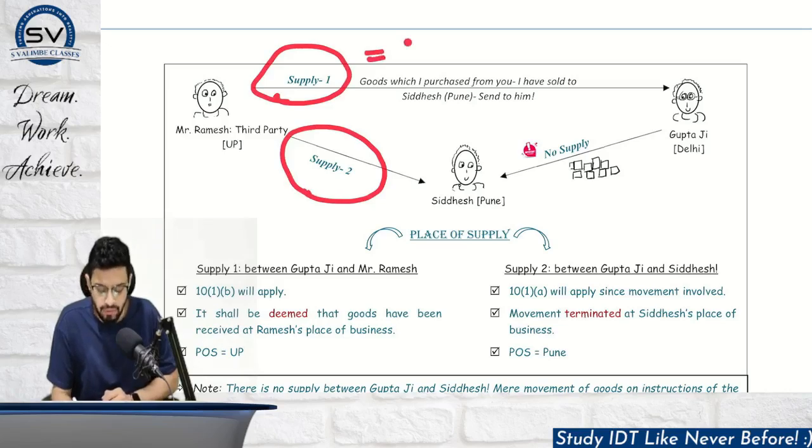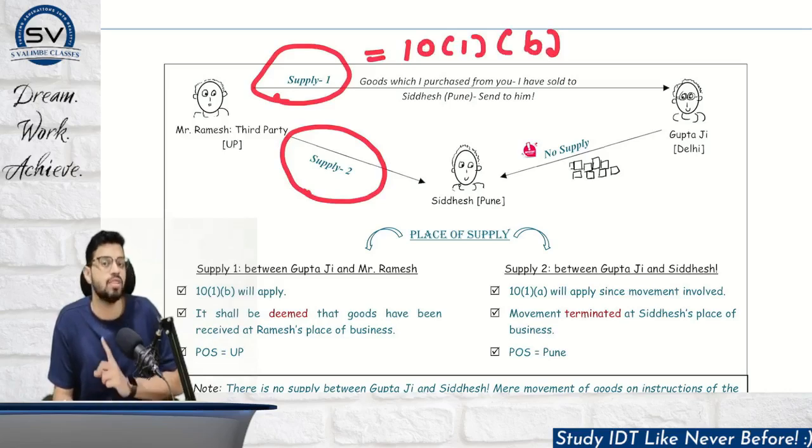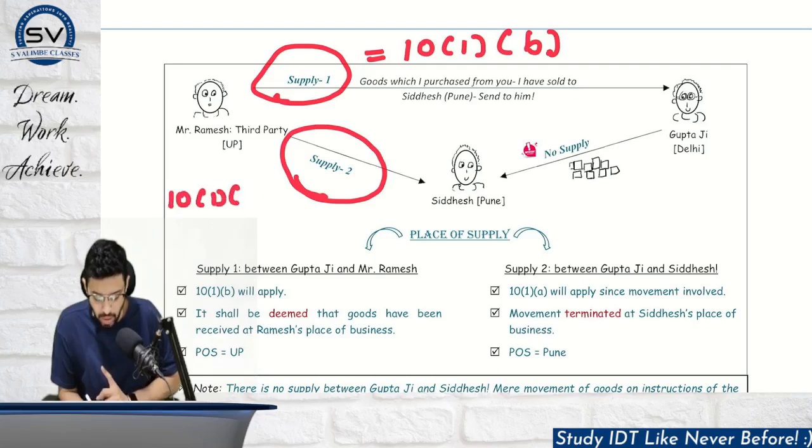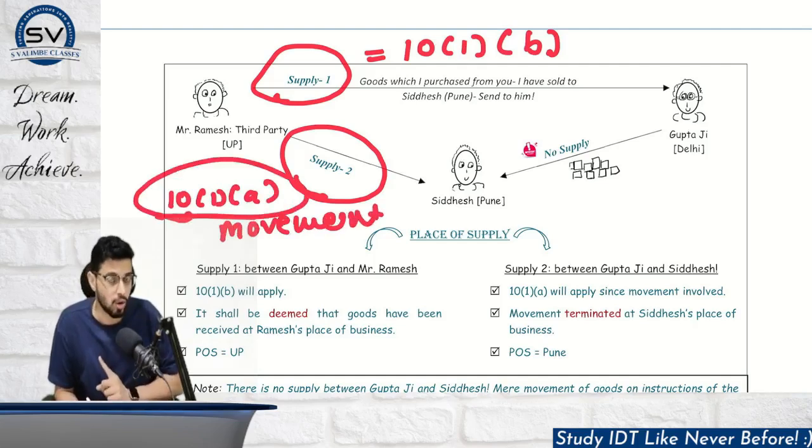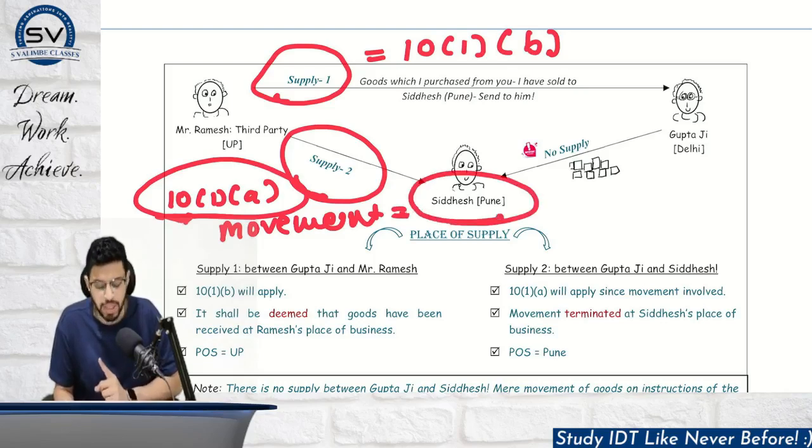This supply number 1 will be determined as per section number 10 subsection B, that is with respect to bill to ship to model, and this supply number 2 will be dealt with under section number 10 subsection 1 clause A, because movement of goods is happening. Now in case of section 10(1)(a), when movement of goods happens, the place of supply shall be the location where the goods movement terminates. So in this case, place of supply shall be Pune, because the goods are being sent to Pune.